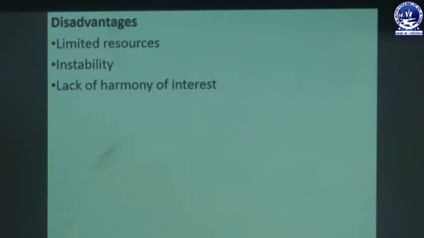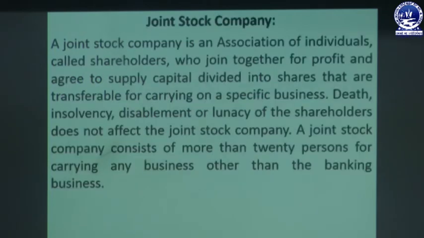The first one is limited resources, as it is carried on by all the partners. The resources of all the partners are contributed to a certain extent. That's why it is called a limited resource. Instability, if any type of disagreement is made between the partners and they do not agree with the common proposal, then in that case there is no stability of the business. Business in any situation may be closed down. Then lack of harmony of interest. So any type of disturbance or problem between the partners leads to lack of harmony and the business cannot be a success.